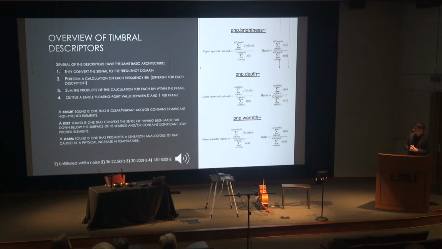Then the second sound we're going to hear is the same white noise, but filtered within the range of 3,000 hertz to 22.5 kilohertz, so within the range in which brightness is measuring, and then within the range from 30 to 200 hertz, which is the range that depth is measuring, and then within the range of 150 to 500 hertz, which is approximately the range of the mean warmth region if our fundamental frequency is 150. And so we can get a sense of overall white noise, completely equally distributed sound, and then a sound that is, by the models, suggested to correlate highly with perceived levels of brightness, depth, and then warmth in that order.